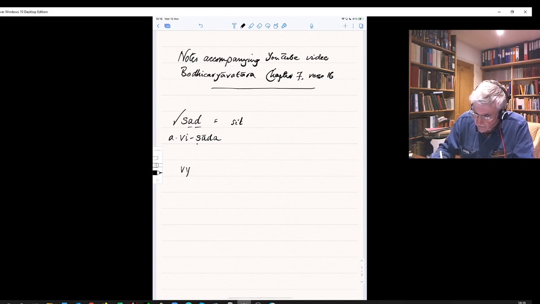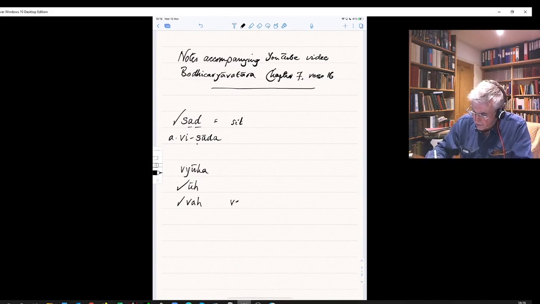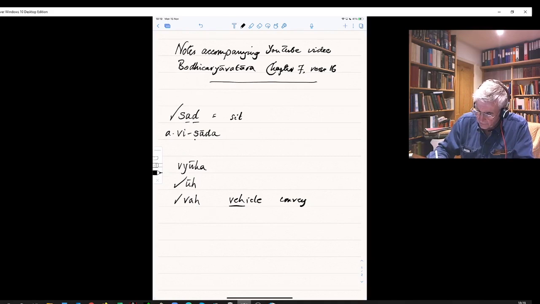This word Vyuha: there's the root U, which in fact is a twin root with the very common Va, meaning to carry, cognate with veh as in our word vehicle, which is something that carries, and in a different form to convey, it's that same root. So a twin, a softened form rather than Va, just U, also meaning to carry.